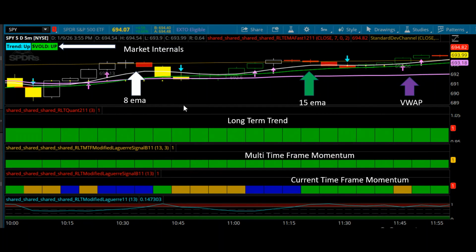But this is where the indicators are loaded, and this is where you're going to see the setups that you should take. And this is where all the indicators that we use are.